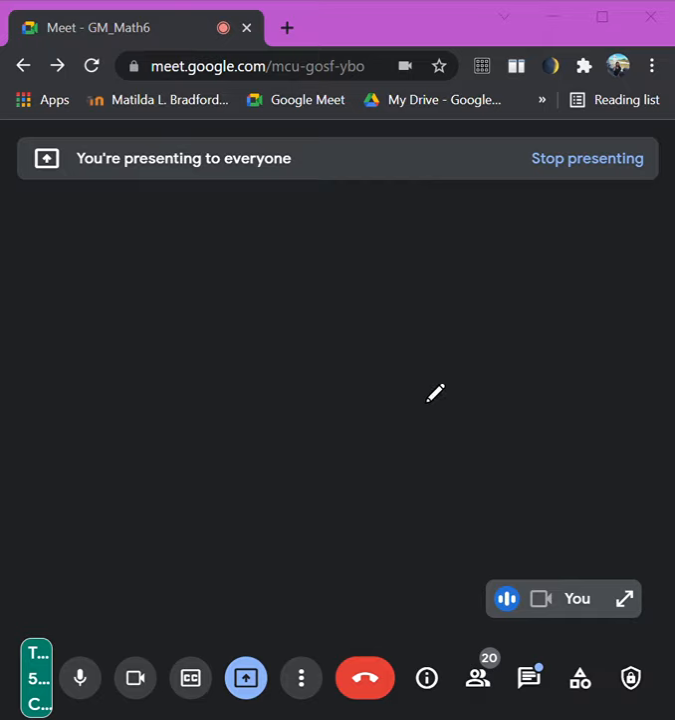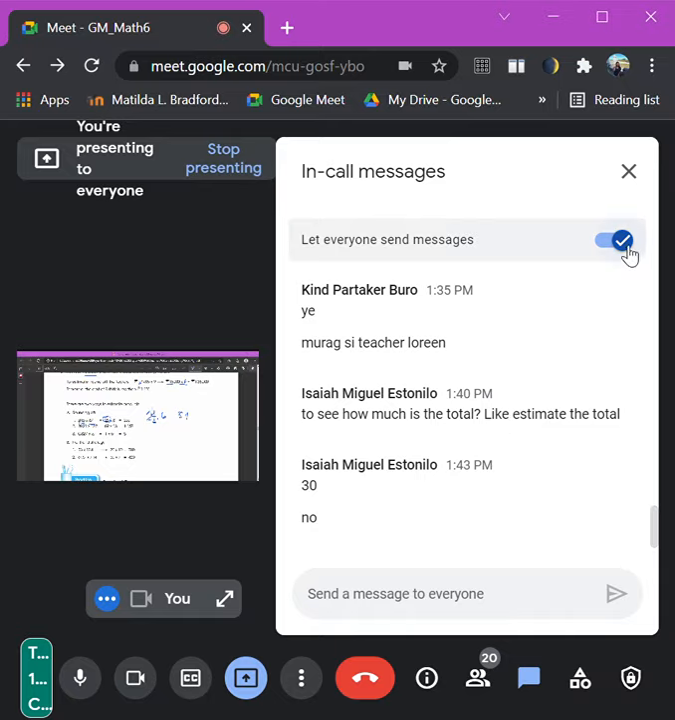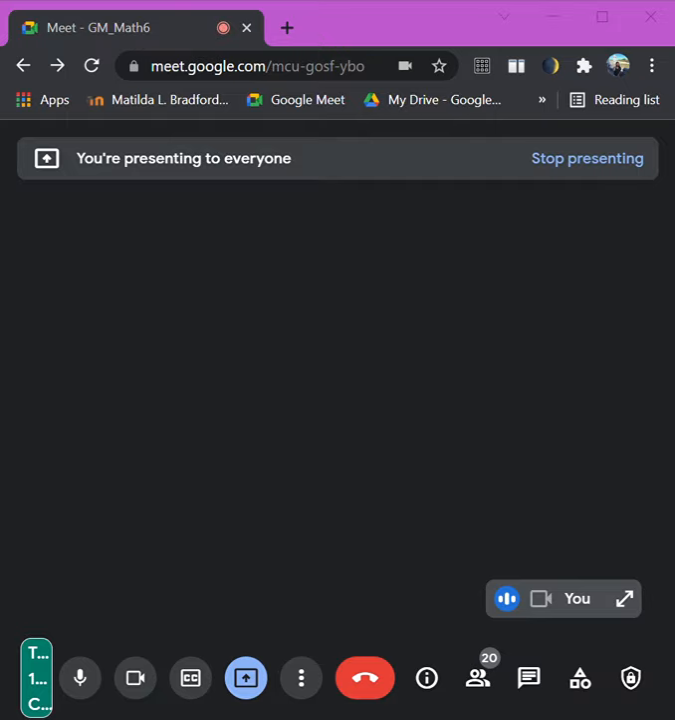And then this one, you have 8.4. The digit beside it is 4, class. Round up or round down? Round down. So from 8.4 it became 8. Then you just multiply: 25 times 8 is 200. Any questions, class? No questions.